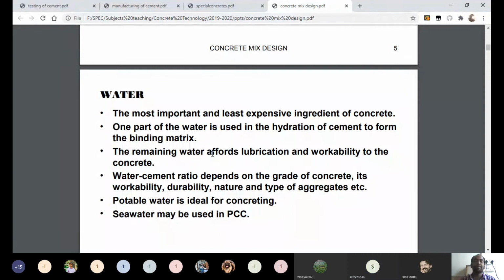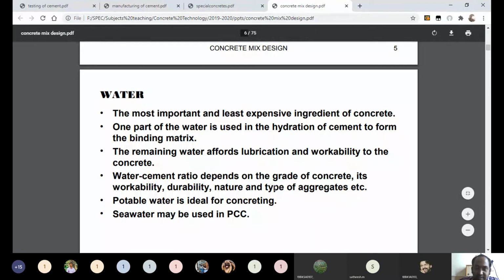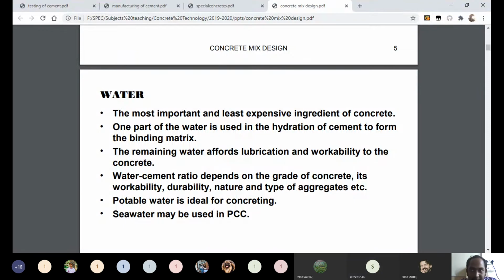And one more important parameter we should know about water is hardness. What is hardness of water? I think you may have studied it in your chemistry. Can anybody say what is hardness of water? I'm asking for the definition, not the value. Yeah, it does not give foam on water. It means the property of water which does not give foam or lather with soap. That is called hardness of water.